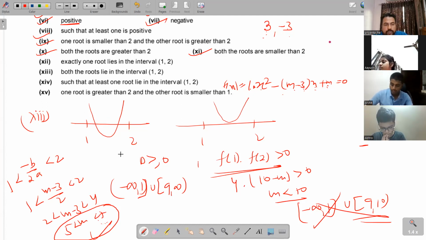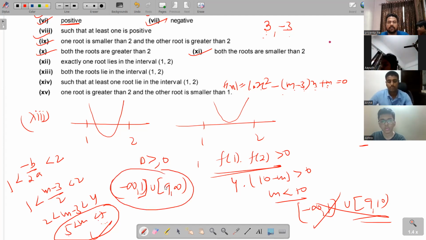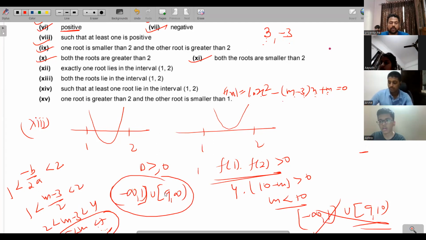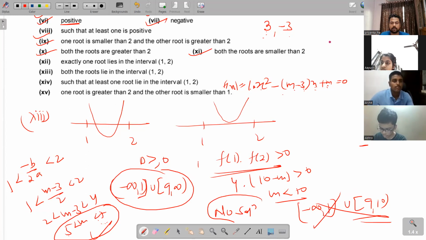क्योंकि if both roots will lie between 1 and 2, so vertex has to lie between 1 and 2. So as per that condition, m has to lie between 5 to 7, and this does not satisfy this condition. So roots can't be real for this. तो null. So no solution, null. Yes. समझा ये बात सब लोग? Understood? You see?